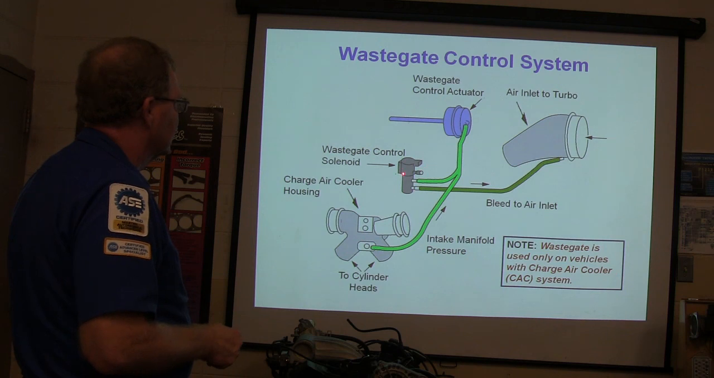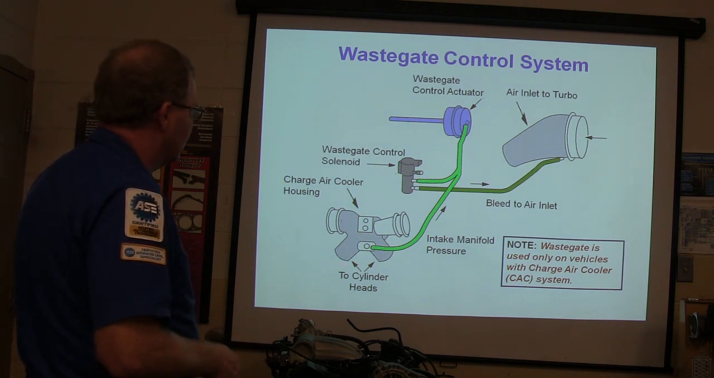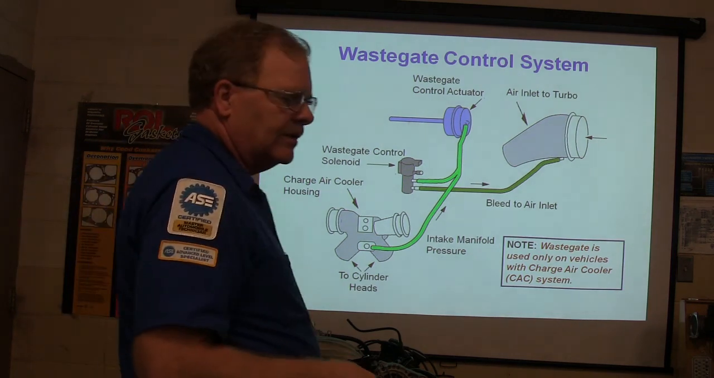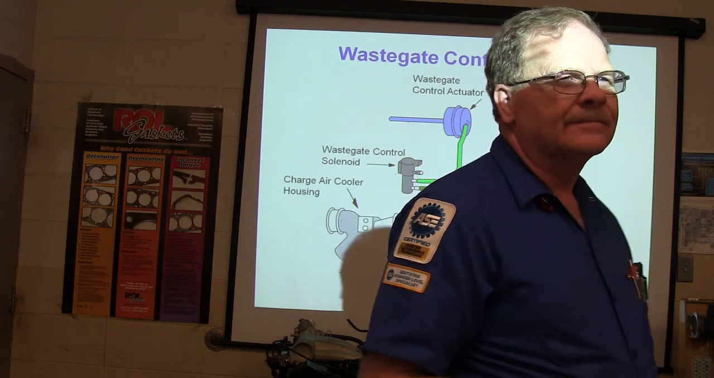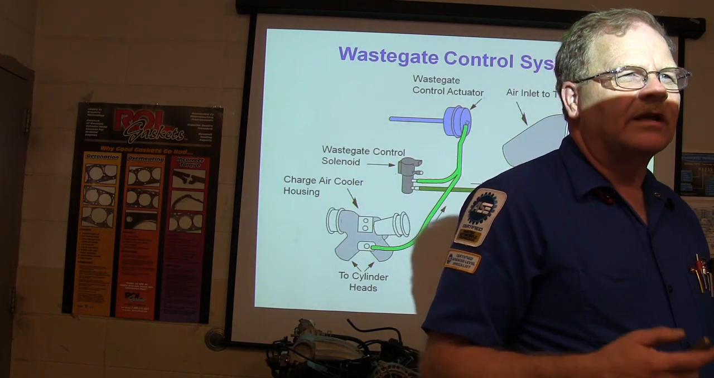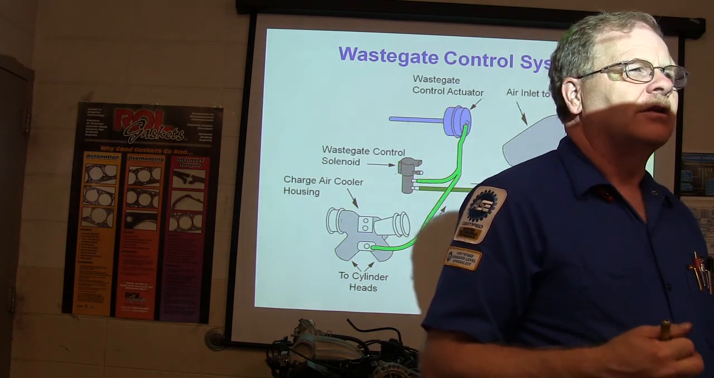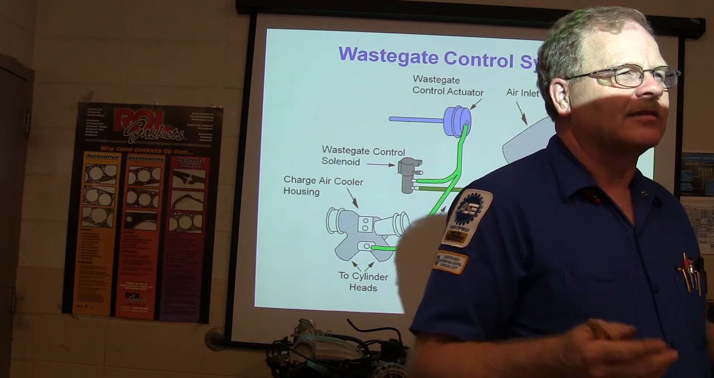All right, now this right here is your wastegate control system. There's your wastegate control solenoid. There's your wastegate control actuator, air running to the turbo. This goes to the cylinder heads, and this is the charge air cooler housing. You know what an intercooler is? What do you do with an intercooler? You cool the air. When you're squeezing air with a turbocharger or a supercharger, you're going to have to cool it off if you want to get the maximum benefit of that.